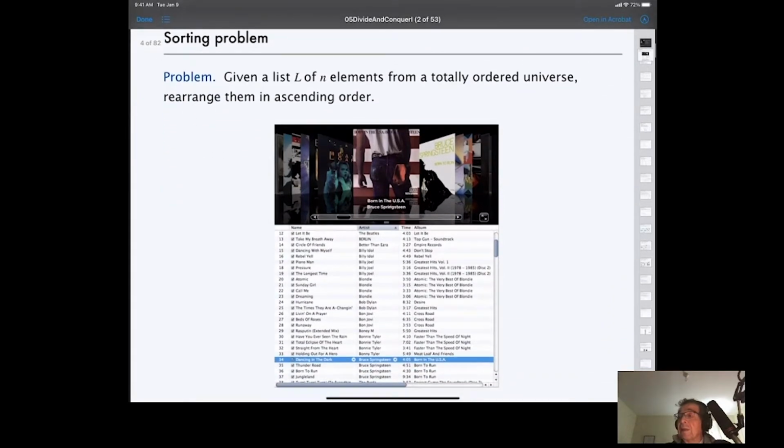Let's apply the idea to merge sort. I'm sure that all of you are familiar with a sorting algorithm, but to give you some context, let's define the problem. So we're usually given a list of n elements from a totally ordered universe, okay? And then we need to rearrange them in ascending order, like a group of songs. And we can sort them by name or by artist or by time or by album. And we can choose any combination of keys.